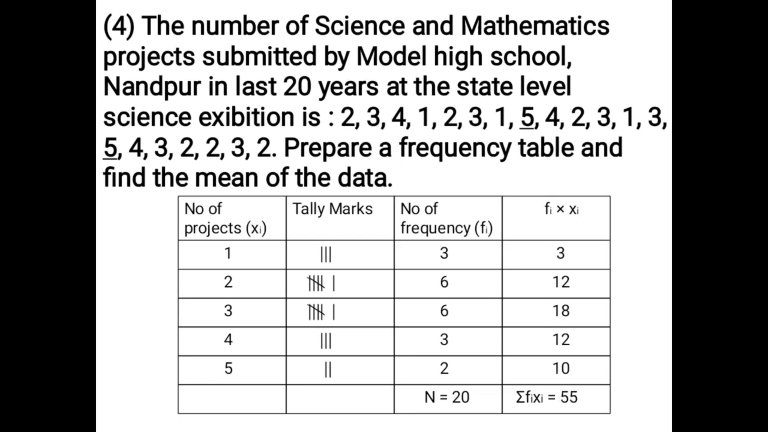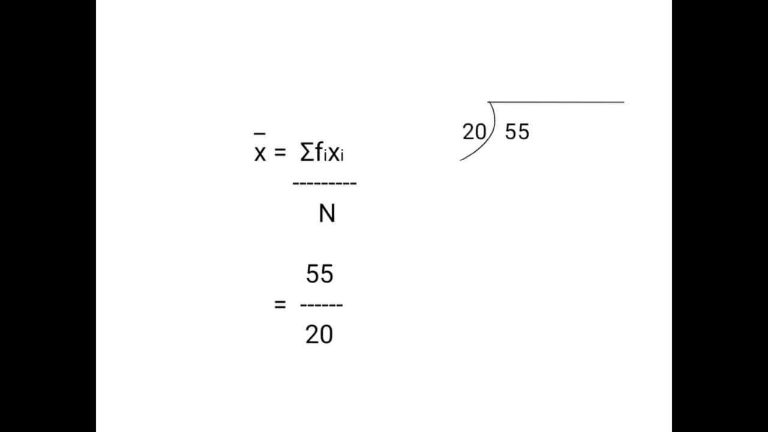Now you have to use the formula of average or mean. The formula of mean is sigma fi xi upon total number of frequency. After adding total number of fi into xi, the answer which you got, that is sigma fi xi, you have to write that number, that is equal to 55 upon total number of frequency. The answer which you got after adding number of frequency, that is upon 20. Now you have to divide 55 by 20.